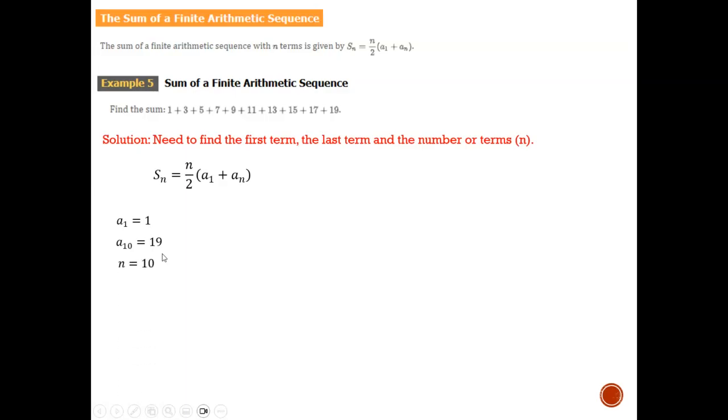The 10th term is 19. So how many terms again? 10. So this is all the information that I need to plug in, and I get the sum instead of adding every single number up, right? So the sum of these 10 terms, n is 10, 10 over 2, times 1, my first term, plus 19. 1 plus 19 is 20. 10 over 2 is 5. 5 times 20 is 100.